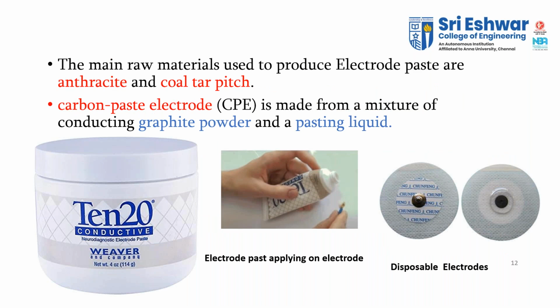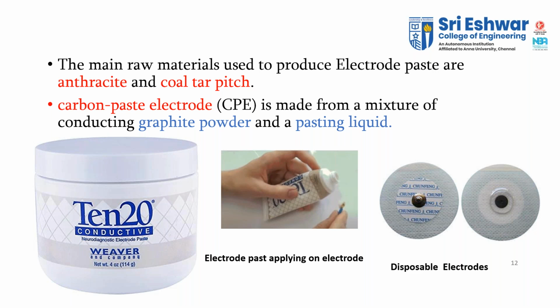And this is your conductive material. This is the paste through which biomedical signals will be extracted, and it acts as an interface between the electrode and your body. The material from which the paste is manufactured is anthracite or coal tar pitch. Carbon paste electrode, CPE, is made from a mixture of conducting graphite powder and pasting liquid.